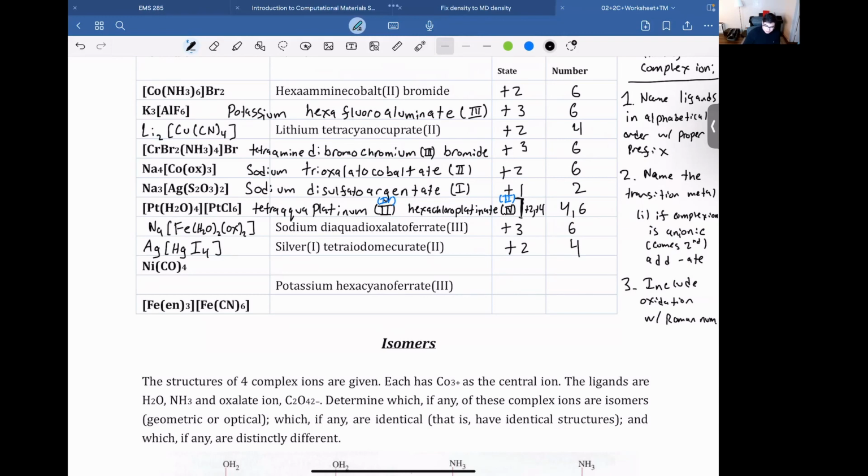Okay. Next, we have this kind of weird compound. We have nickel and then CO4. In this one, we'll name it as if it were the cationic version of a complex ion. So we name the ligands. There's 4. They're all carbonyls. These are all neutral. And then we have nickel.